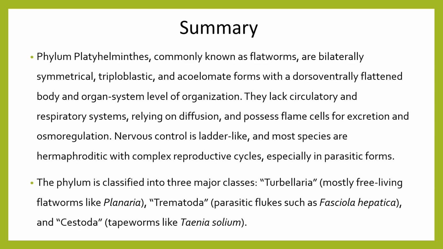The phylum is classified into three major classes. Class 1 Turbellaria, mostly free-living forms like Planaria. Class 2 Trematoda, parasitic flukes such as Fasciola hepatica. And class 3 Cestoda, consisting of tapeworms like Taenia solium.